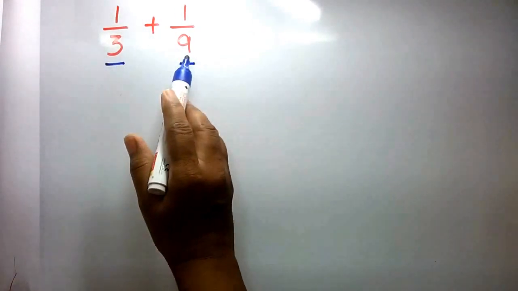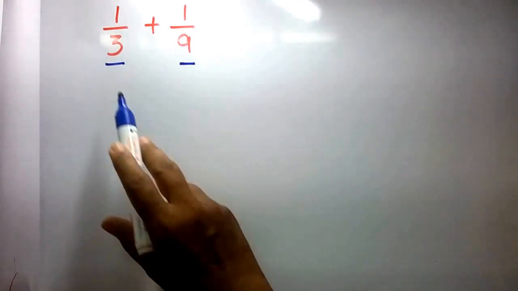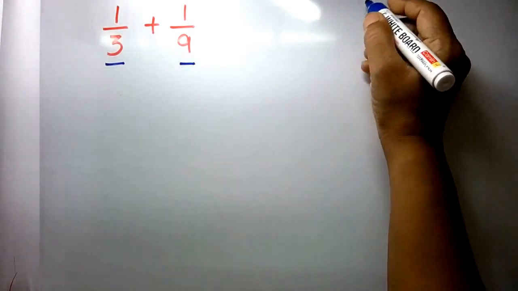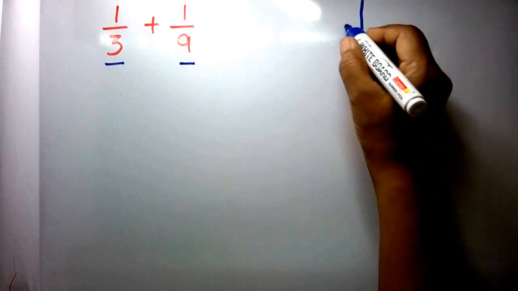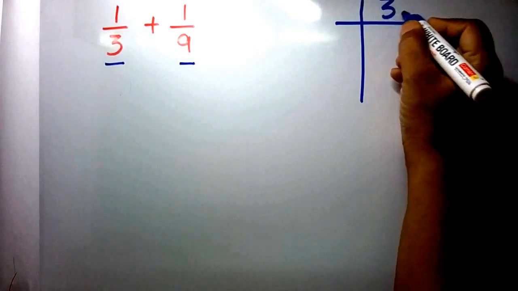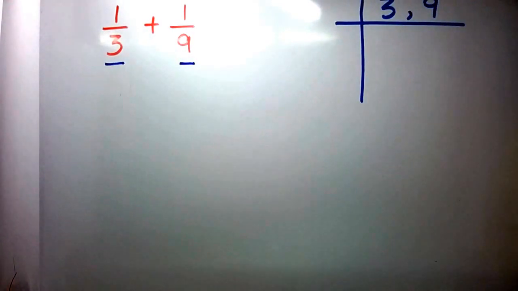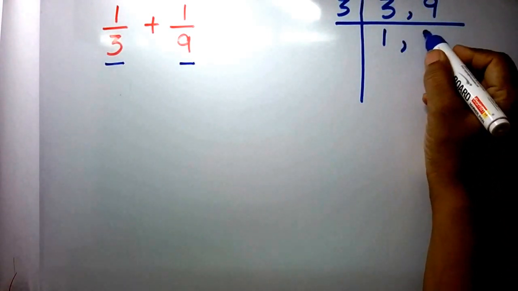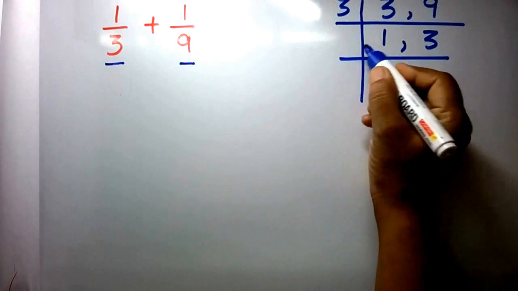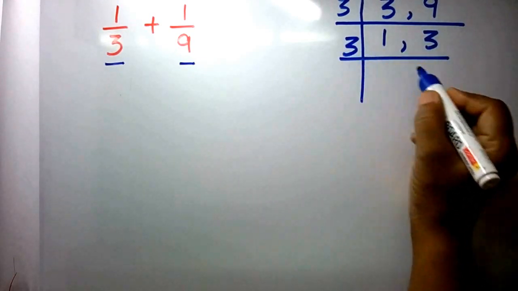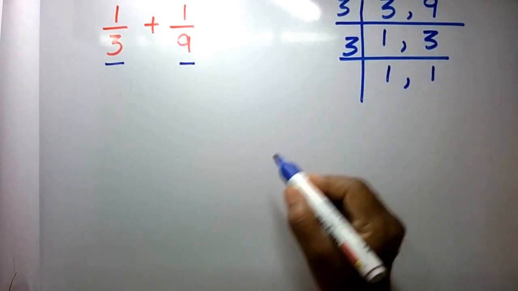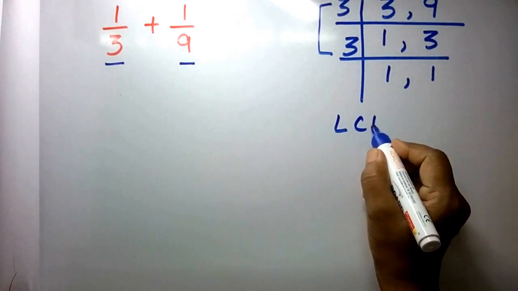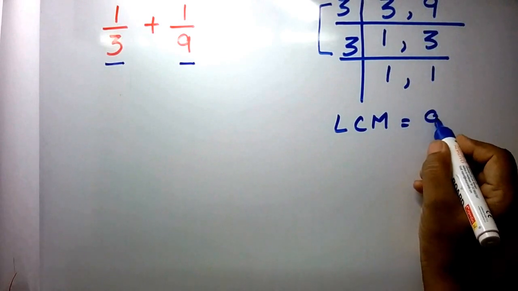You have 3 and 9, which are different denominators. First make them the same by taking out the LCM. You have 3 and 9. Take out the LCM of it. 3 ones are 3, 3 threes are 9. Your 3 is left. 3 ones are 3, 1 1. So your 3 into 3, the LCM, is equal to 9.